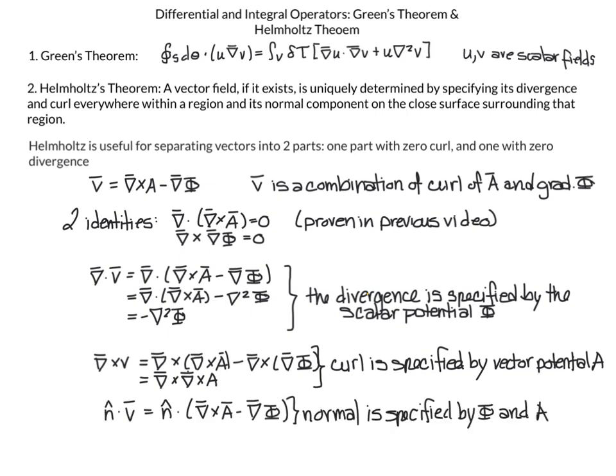And finally, we have the norm of V, and that's specified both by the curl and the gradient. So both the A and the phi.